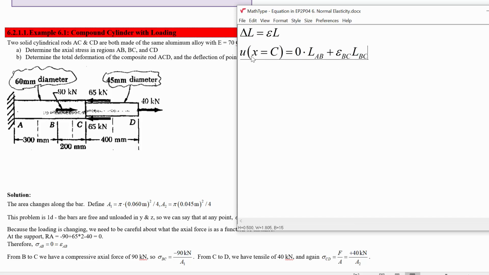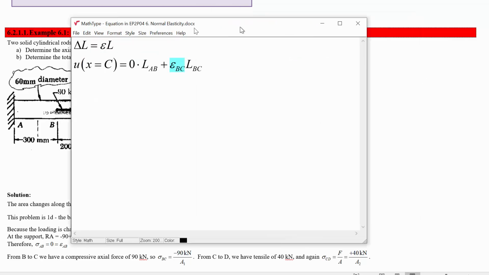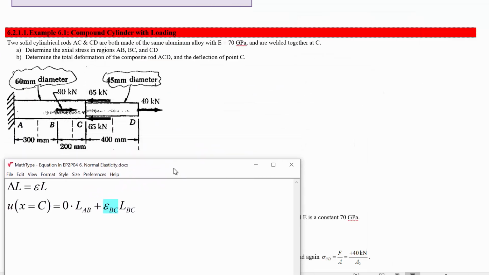Yeah? So this should be the total displacement, the displacement of point C in the horizontal direction will be the length change in this first part, because the left side doesn't move at all. That's critical for this to work. And the length change there is the strain there, which is 0 times its length. And then the length change of BC, which is the strain in this part times its length. Okay, so we could figure that out using Maple. Let's put that over there.